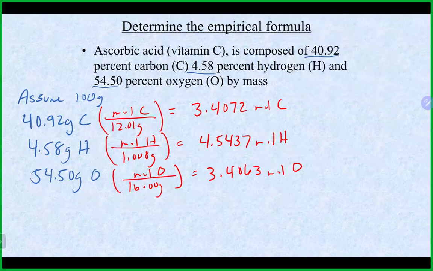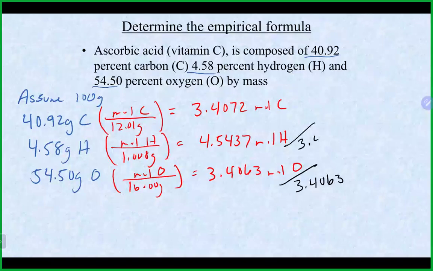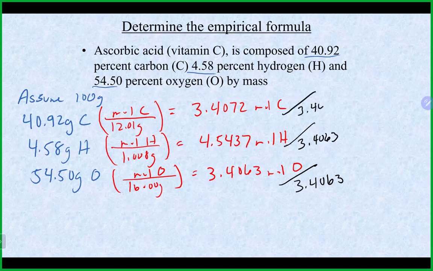The next thing we want to do is divide by the smallest number of moles. It is as simple as which one's the smaller number. In this case, it looks like oxygen slightly beats out everybody in terms of being smallest. So we're going to divide everybody here by oxygen's moles, which is our smallest. That gives us essentially 1 there, gives us 1 there.